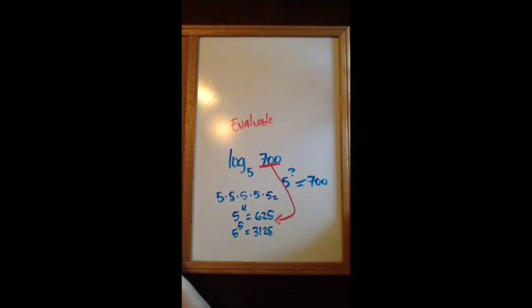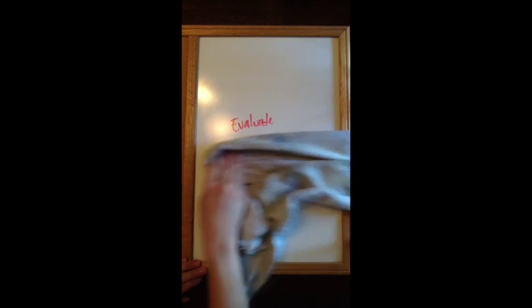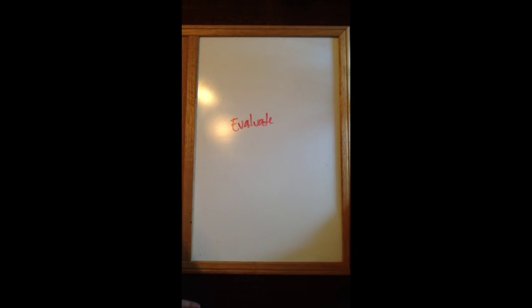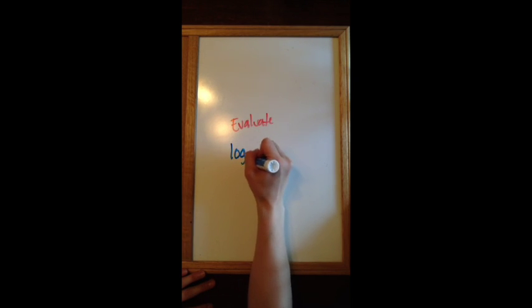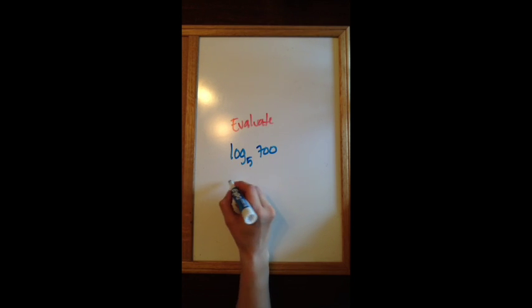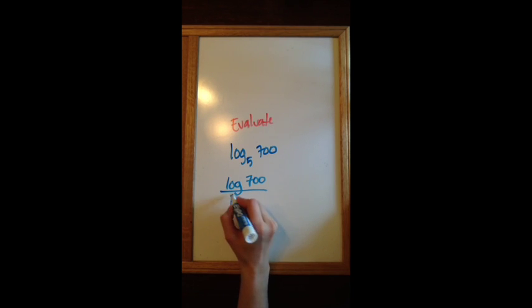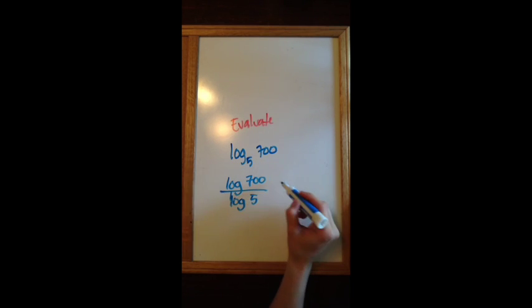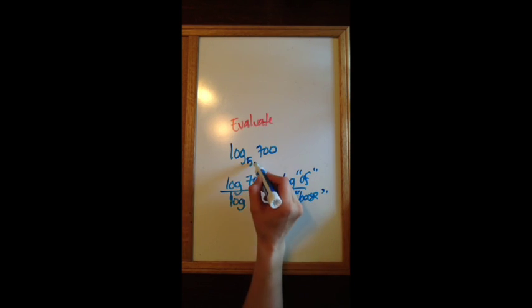So what we've done is we've found a way that we can put it in the calculator. Now your calculator runs in base 10, so in order to put log base 5 of 700 into your calculator, what I'm going to do is I'm going to do log 700 divided by log 5. So I do the of part divided by log of the base. Okay? And that's how I put it into the calculator.